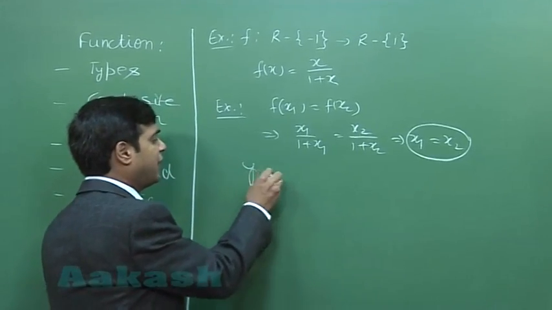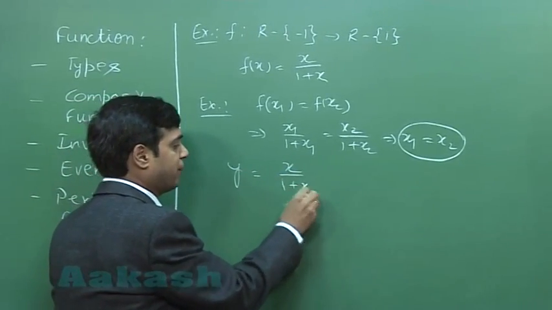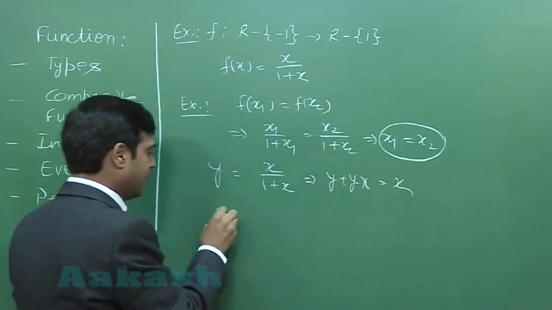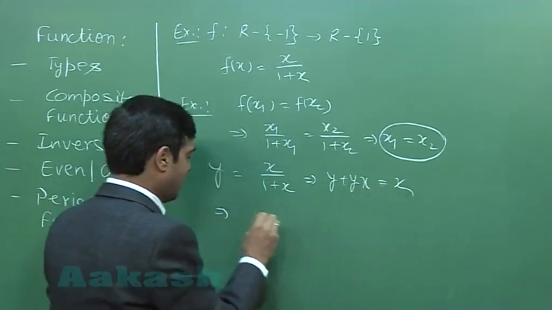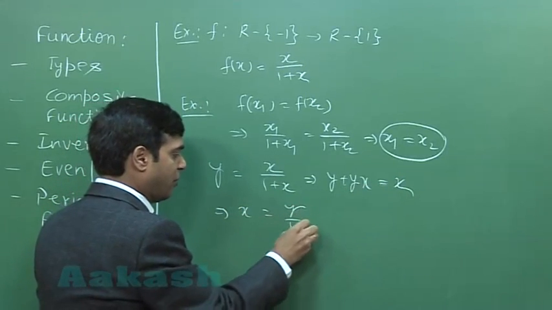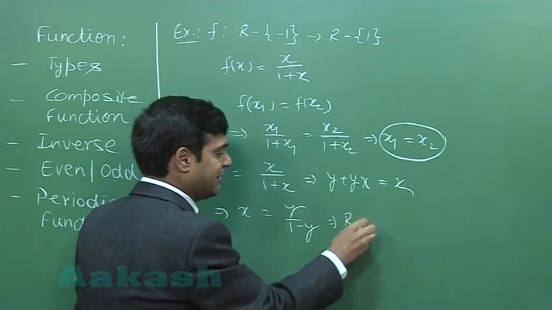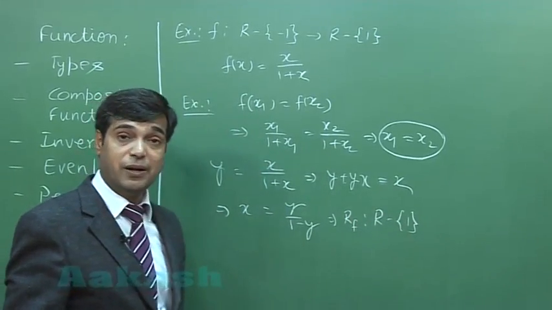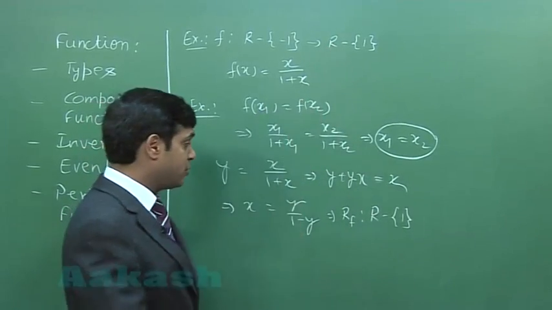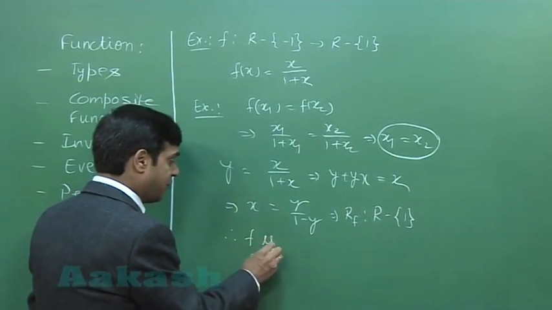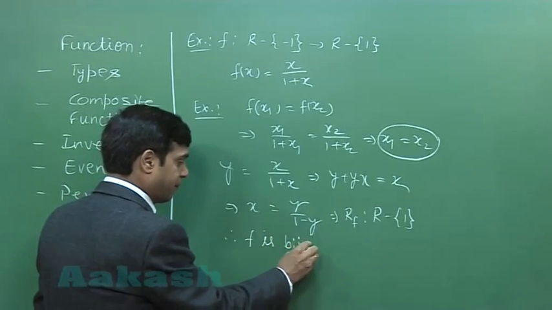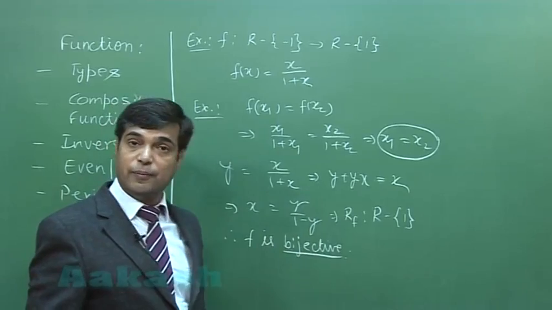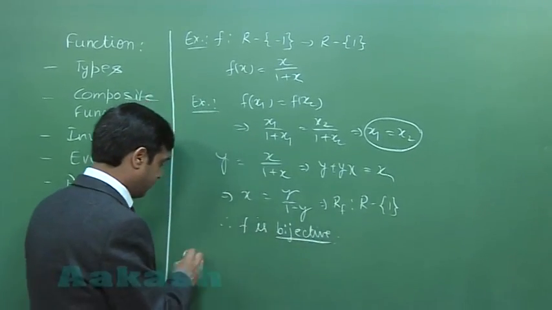We can go the other way around, like saying y plus yx is equal to x, giving me x equals y upon 1 minus y. So we can see the range of the function is all real numbers except -1, same as the given codomain. So here we observe that f is bijective. Here it is one-one as well as onto. This is clear.